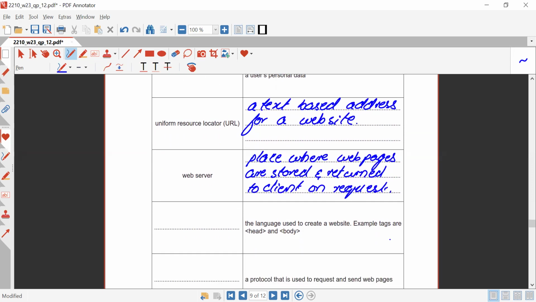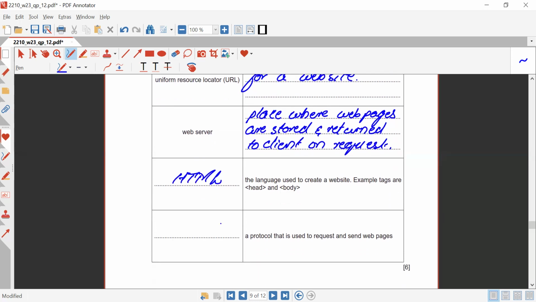Okay, now the language used to create a website. It's most common to all of you guys approximately. Example tags: head and the body. So obviously it's hypertext markup language, HTML. You can add the HTML as well, or you can add hypertext markup language as well. It would be better because it's a small place, so we can write it down with the HTML.